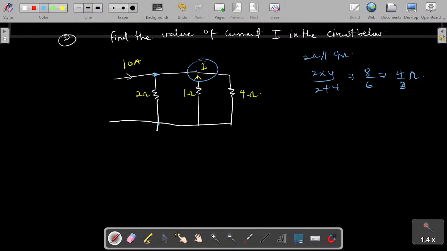So therefore, you redraw our circuit, and when you redraw our circuit this time, you have 1, then 2.